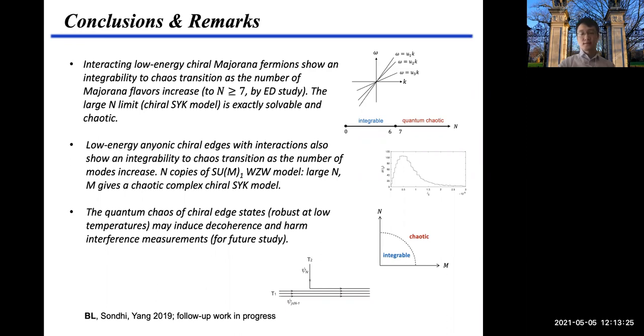I just wanted to ask, if I understand your calculation, you're assuming that before you turn on the interactions, all the velocities are the same. But in practice, if you have many modes, they might have different velocities. Can you tell us what the effect would be if they're only slightly different or quite different?